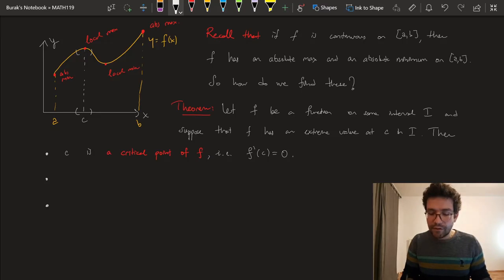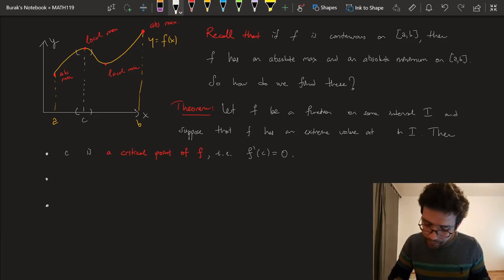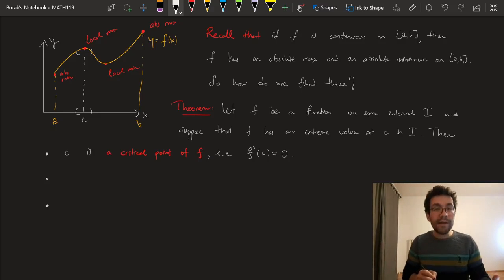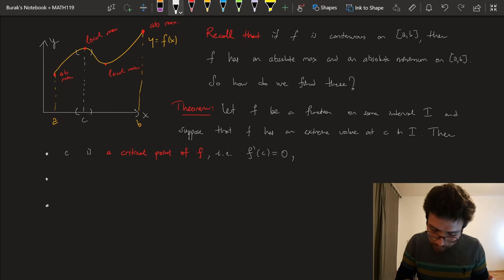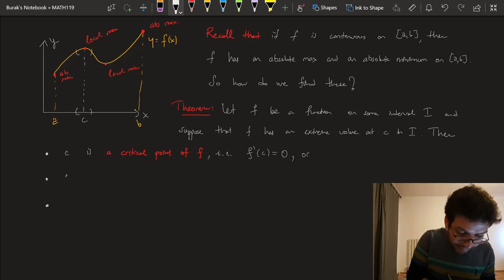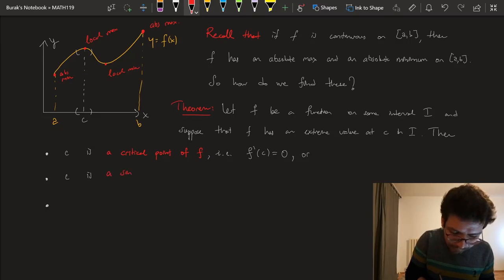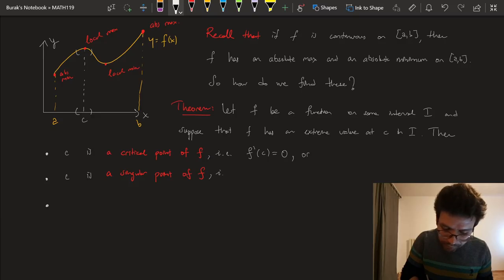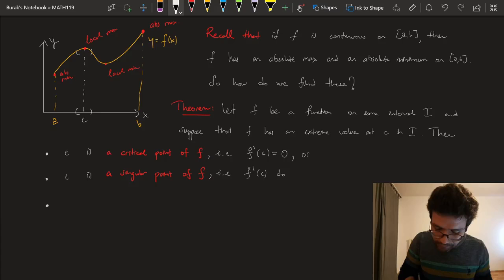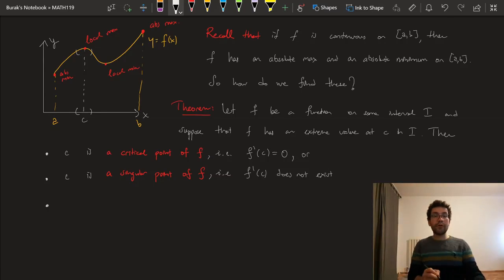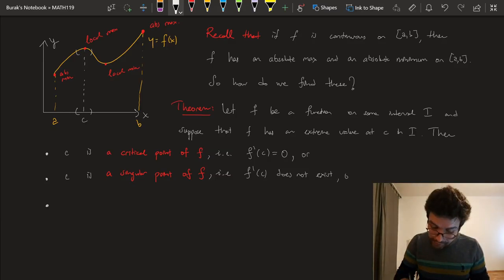If f has an extreme value at the point C, then C may be a critical point, or C may be a singular point. Now, what do I mean by singular point? I mean that f prime of C does not exist. So singular points are points where the derivative doesn't exist. So this is the second case.